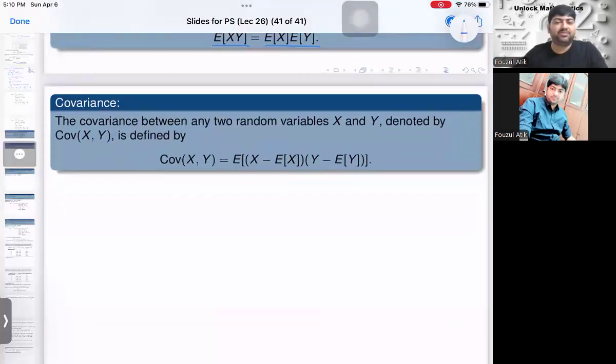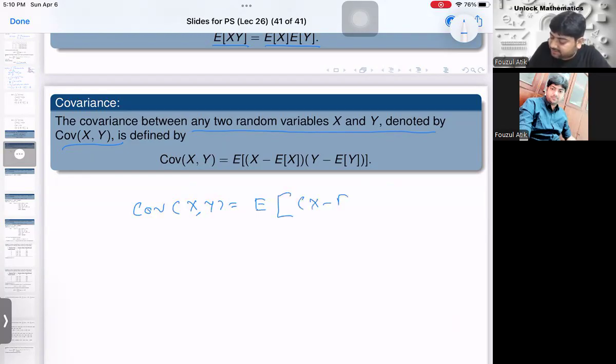Now we have discussed that expectation part. Then what about the variance of a joint probability distribution function? In that case, we will not say variance, but we will say covariance. Right? So what is that? The covariance between any two random variables x and y is denoted by cov(x,y), and it is defined as cov(x,y) equal to the expectation of (x minus expectation of x) into (y minus expectation of y). So their product is the covariance of x and y. This is the definition of covariance.